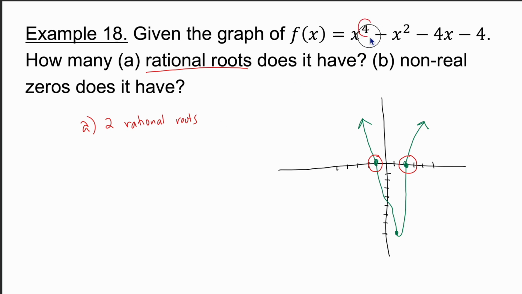Pero, raised to 4 siya. So, ibig sabihin, dapat 4. So, nasaan yung dalawa? Yun ngayon yung sagot sa number 2. We also have 2 non-real zeros. Okay, yun yung ating mga imaginary.